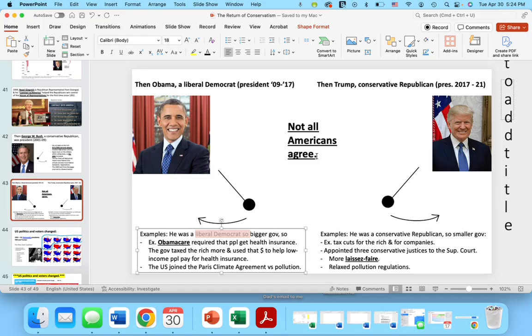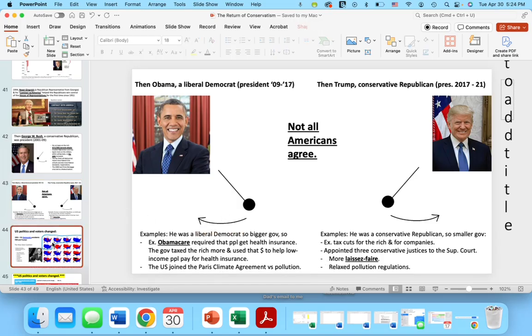So then the pendulum's going to swing back to the right, and Trump, a conservative Republican, is going to become president. He was a conservative Republican. He wanted smaller government. For example, he cut taxes for the rich and for companies. He appointed 3 conservative justices to the Supreme Court, and he was more laissez faire or hands off. For example, he relaxed pollution regulations.